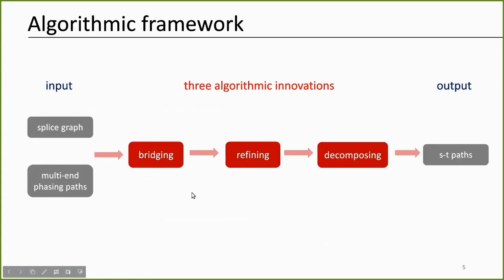This is the framework of our Scallop2. This framework consists of three innovations: bridging, refining, and decomposing. Here, bridging means we bridge multi-end reads, and refining means we refine the splice graph, which therefore improves the quality of the splice graph. In the third innovation, decomposing, we propose an improved graph decomposition algorithm.